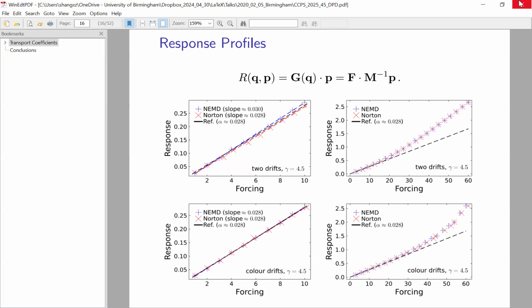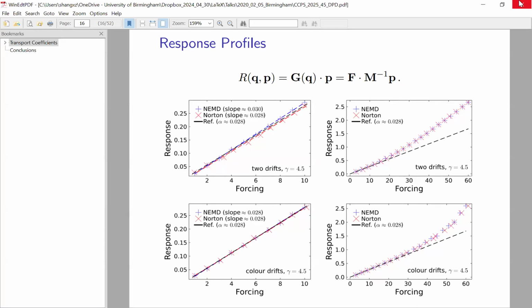In the two drifts case, we can see the Norton is slightly closer to the reference on the top left plot here. But if we have a much wider range of the forcing, as we can see on the top right plot, both NEMD and Norton are pretty much similar to each other. When it's in the linear regime, they are very close to the reference value. When it's in the nonlinear regime, they also stay very close to each other. So this is an indication that we can indeed use Norton as an alternative approach for the computation of transport coefficients.